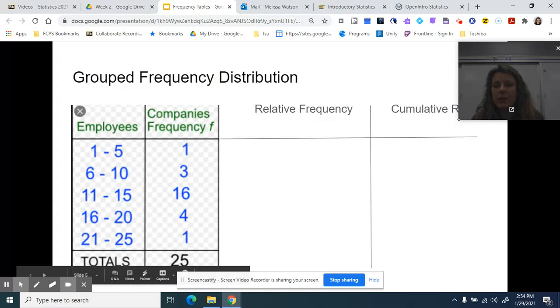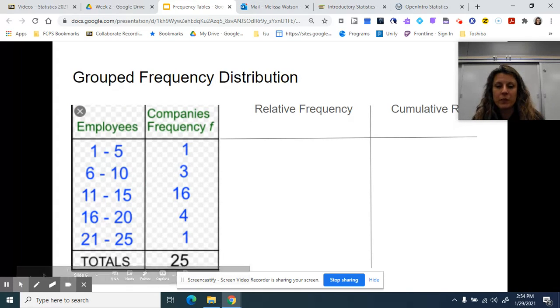This next example is what we call a grouped frequency distribution. So these X values are now a range of numbers. That's no longer just a single data value there. So our first class of employees, we have between 1 and 5 employees, and we only have one company that only has that few employees. We have 3 companies that have between 6 and 10 employees. We have 16 companies with 11 to 15 employees, so on and so forth.